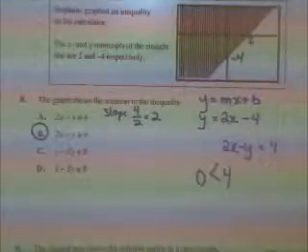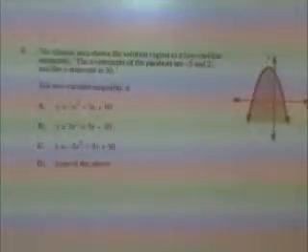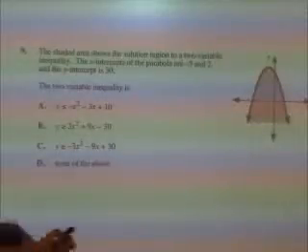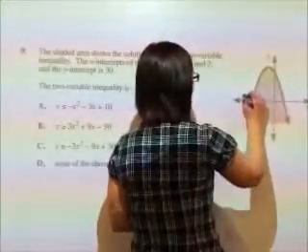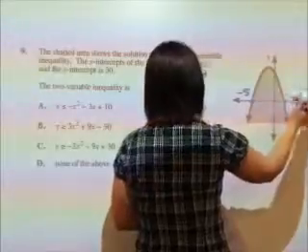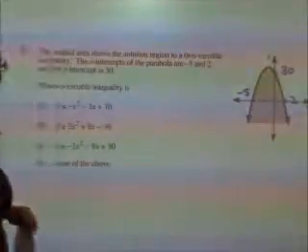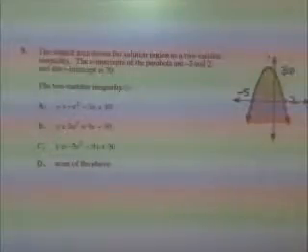Okay. The last question, the shaded area shows the solution region to a 2-variable inequality. The x-intercepts are at negative 5 and 2. So negative 5 and 2. And the y-intercept is at 30. So the 2-variable inequality is what?